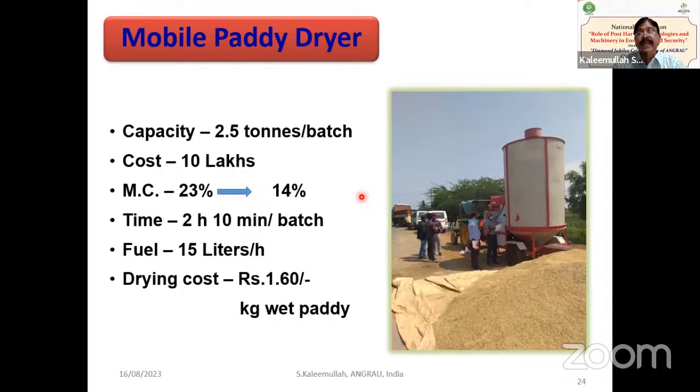And it requires nearly 15 liters per hour, but the drying cost will be very high. It is around ₹1.60 per kg of wet paddy. The reason is that these dryers will be preferred by the farmers only when there are rains. Otherwise, they won't use this type of dryer. That's why the cost will be very high.